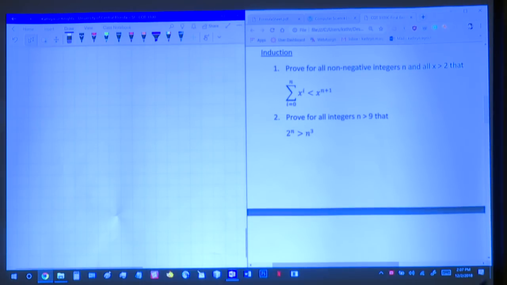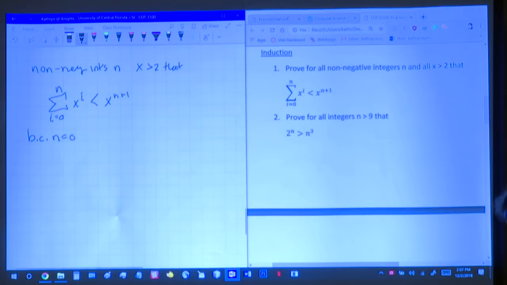So this first one is: prove for all non-negative integers n, and all x greater than 2, that the summation from 0 to n of x to the i is less than x to the n plus 1. So our base case will be n equals 0 because it's non-negative.